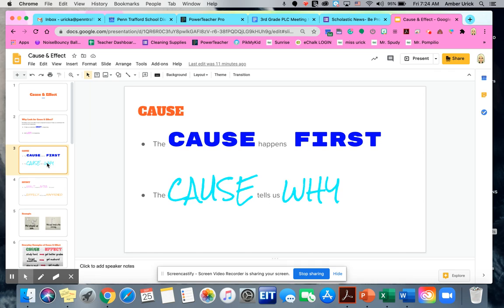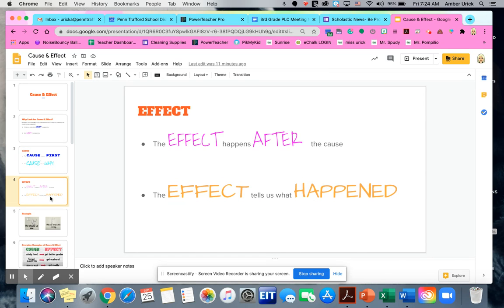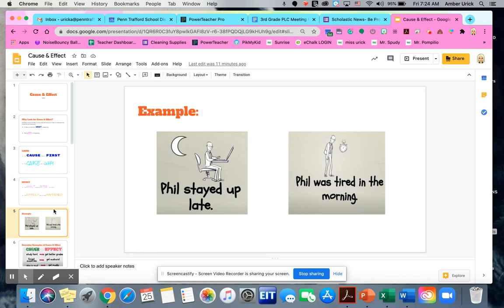The cause happens first, and that doesn't necessarily mean it happens first in the text, but it happens first before the effect. And the cause tells us why it is happening. The effect happens after the cause, and the effect tells us what happened. So, for example, Phil stayed up late and Phil was tired in the morning. So the cause is that Phil stayed up late, and the effect of him staying up late is that he was tired in the morning.